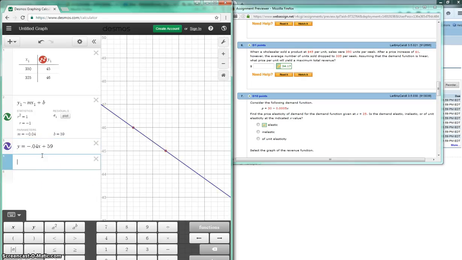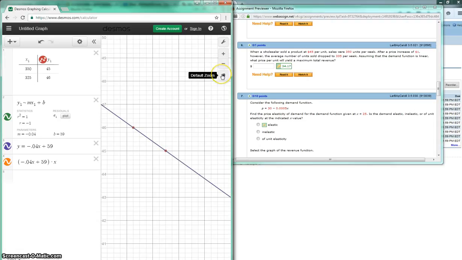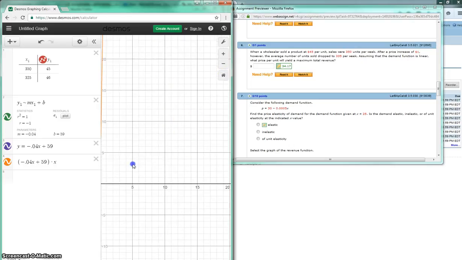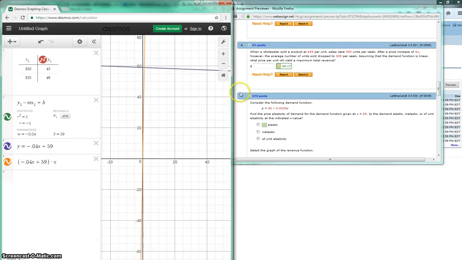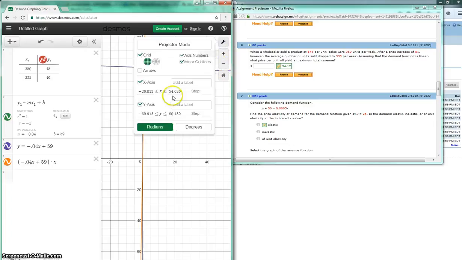So now if I'm looking at a revenue equation, my revenue equation is my price, which this is my equation for price, times how many I sold, which would be X. So if I put in negative 0.04X plus 59, and then I multiply that by X, again my demand, I should get something curvy, right? So let's see if I can see that. It's orange. Oh, there it goes. It's getting up there. Maybe we could look at a good window.